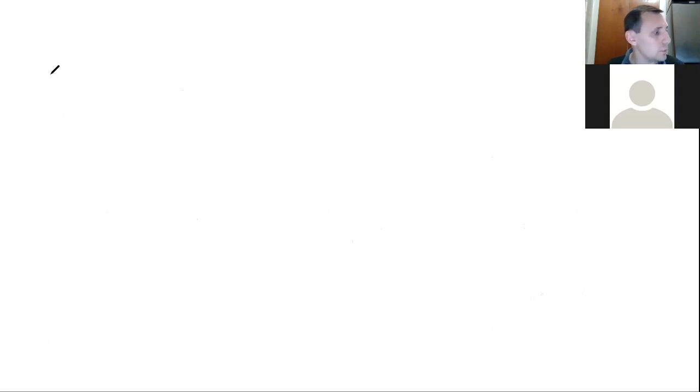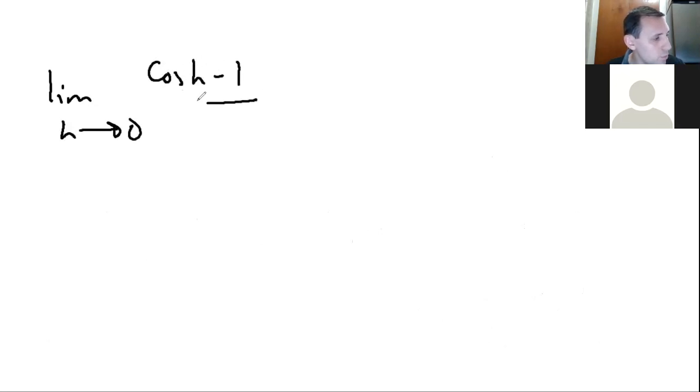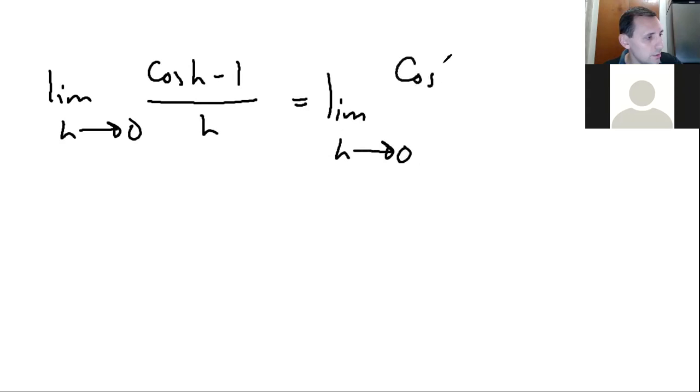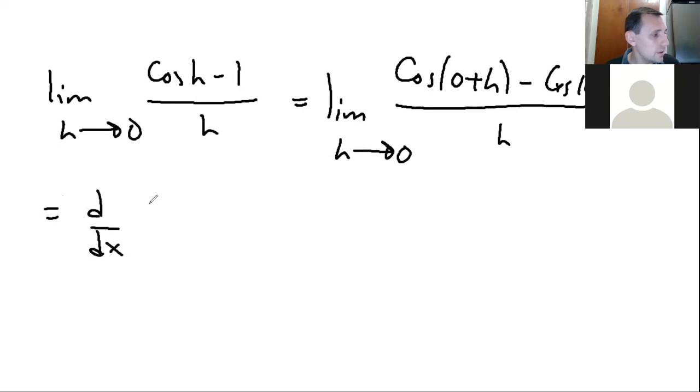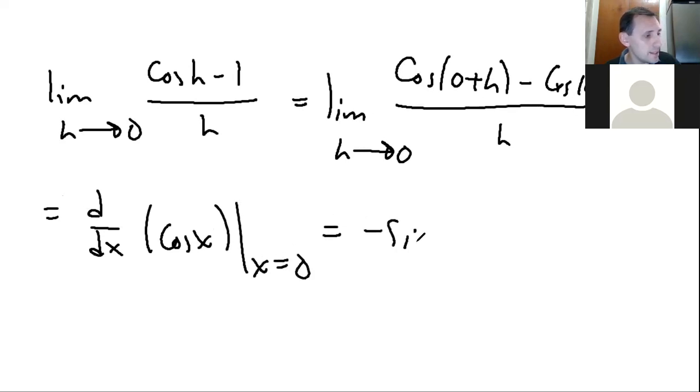Now, similar question, if I write limit as h goes to zero of cosine h minus one divided by h, why would you think of such a limit? This is simply the limit as h goes to zero of cosine of zero plus h minus cosine of zero divided by h, which is the derivative of cosine x, where x equals zero, and that's minus sine, if I remember, of course, minus sine of zero, which is zero. Okay, so what goal is somebody trying to achieve? When I look at it, I think someone is trying to find the derivative of cosine at zero by definition.